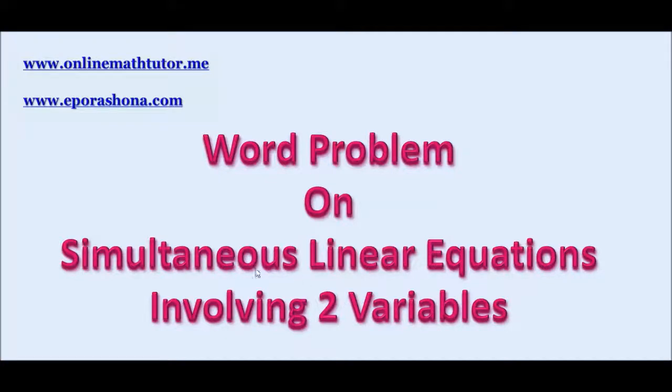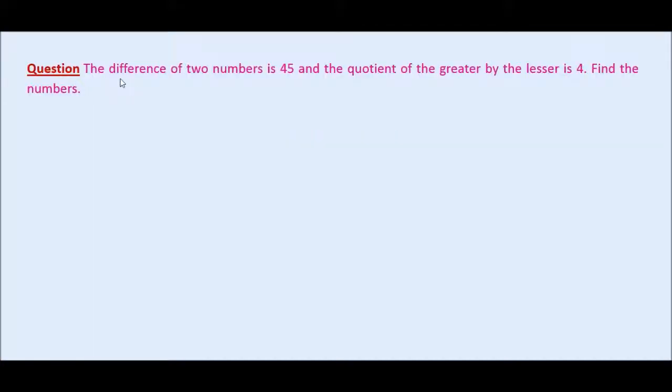Today we will be doing a word problem on simultaneous linear equations involving two variables. So let's start. Now this is the question. The difference of two numbers is 45 and the quotient of the greater by the lesser is 4. Find the numbers.